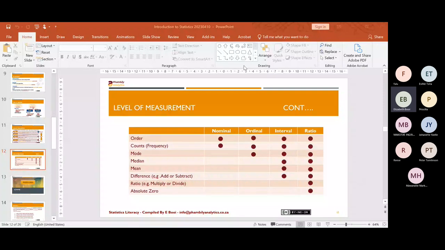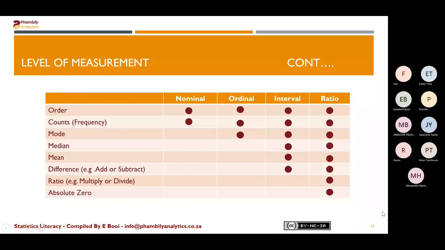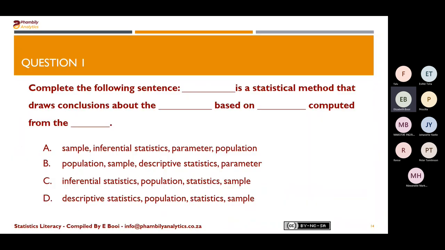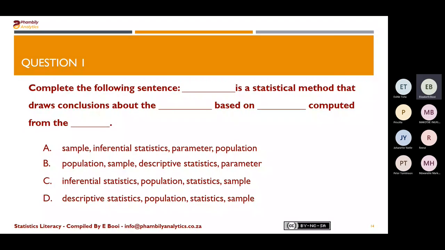Okay, so let's look at how the questions come from your assignment or your exam. So we're going to look at activities. Number one says, complete the following sentence: blank is a statistical method that draws conclusion about the blank based on the blank computed from the blank. So think about it. We've got two branches of statistics, descriptive and inferential statistics. So the first blank should either be inferential or descriptive.